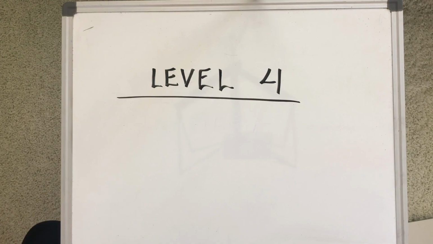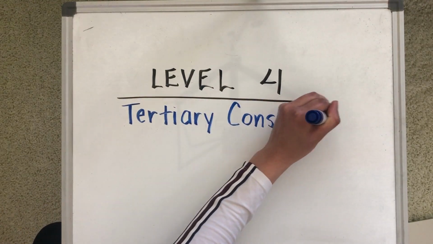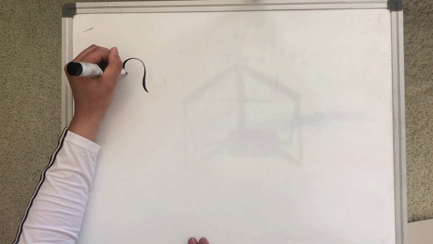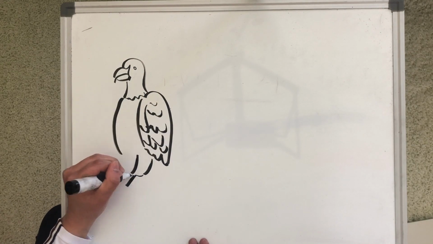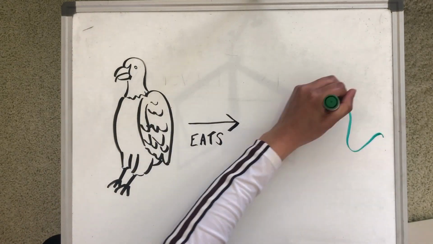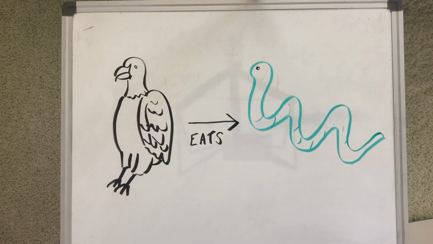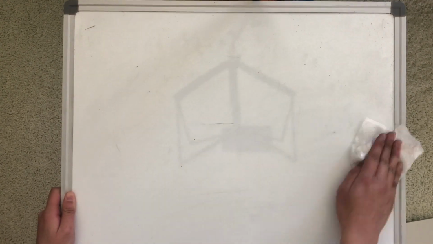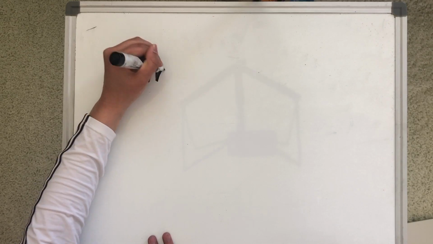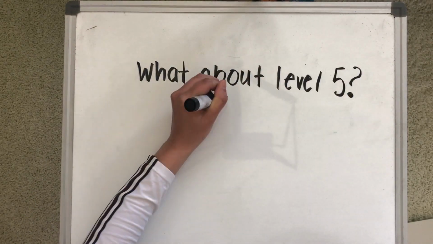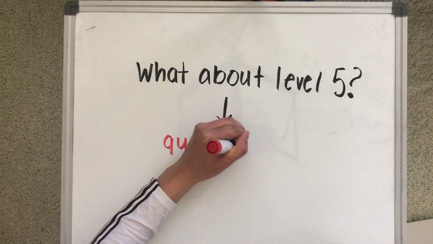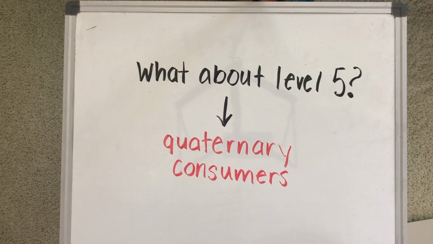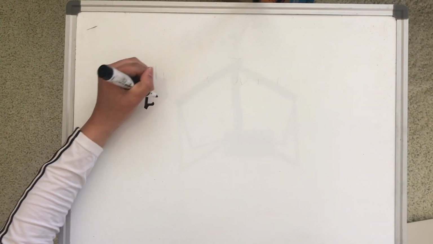Next up is level 4, made up of our tertiary consumers. One example is our hawk. These consumers eat the secondary consumers, so essentially, they are carnivore-eating carnivores. What about a level 5? In some food webs, there may be a 5th level of quaternary consumers. We'll get into why only some webs have them later.